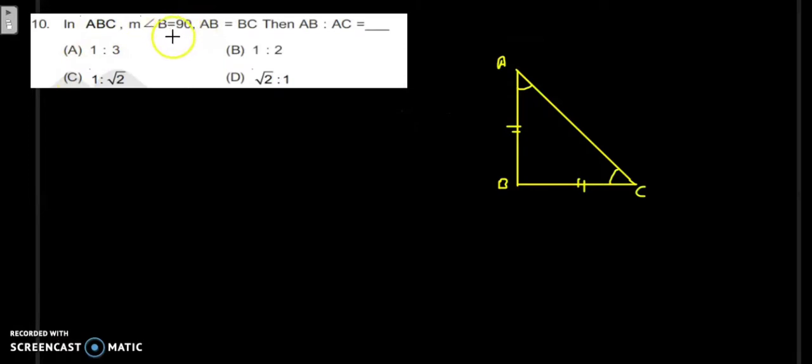Question number 10. Triangle ABC, angle B is given 90 degrees. Then they are saying AB equal to BC. AB and BC are equal and this is 90, so this will be 45 degrees and this will be 45 degrees. Then they asked the ratio of AB upon AC. What is AB upon AC? Either apply the Pythagoras theorem, or else directly, AB means perpendicular, AC means hypotenuse.